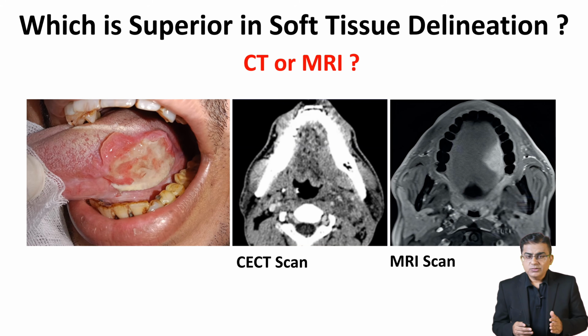The bottom line for you is this. If you need to evaluate the extension of an oral tongue carcinoma in detail and with absolute certainty, MRI is the imaging of choice, not CT scan. CT simply won't give you the details you need.